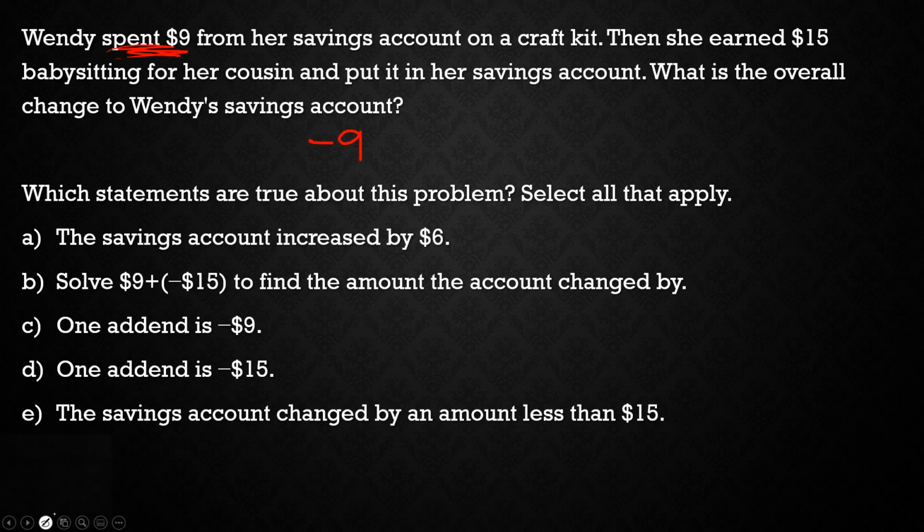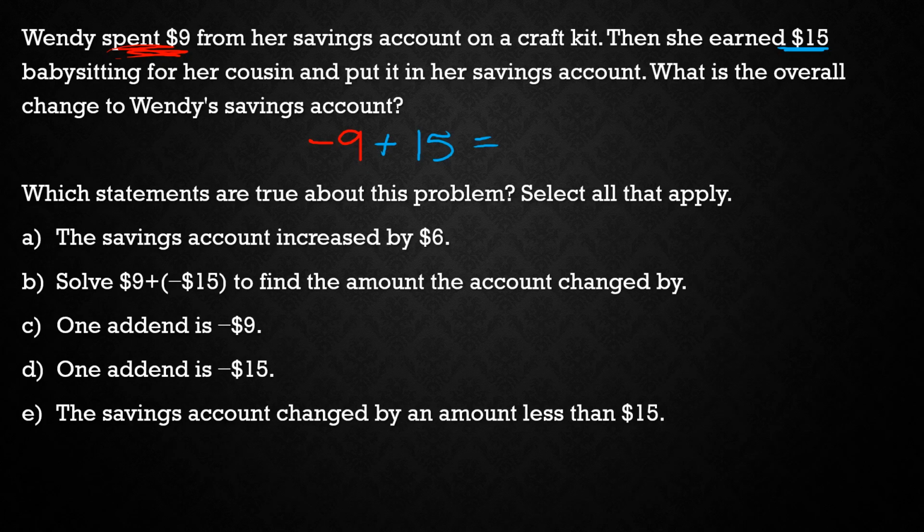Then, when she spends some time babysitting, she earns $15. So, if you were babysitting and after you were done, you earned $15, that is a positive amount of money, right? That is money that you earned, that is money that you now have. So, I would have -9 plus 15. Okay. From here, we can add these together.